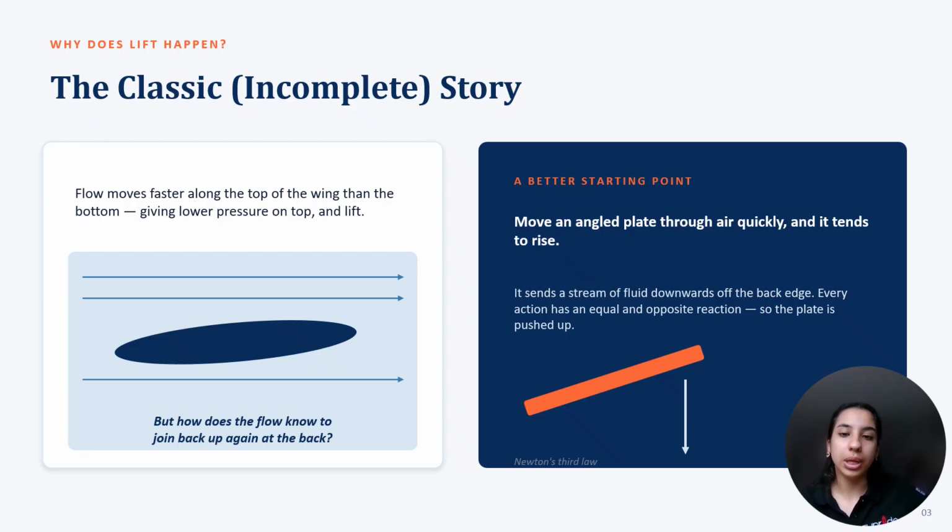Now we have talked about pressure, but how does that happen? How do you have less pressure on the top? That is because the airflow on top of the wing is much faster than the airflow on the bottom of the wing. Therefore, you have lower pressure on the top than on the bottom, which causes lift. But there are some questions here. How does the flow join back together? You see the arrows, how do they get back together? That's another story.